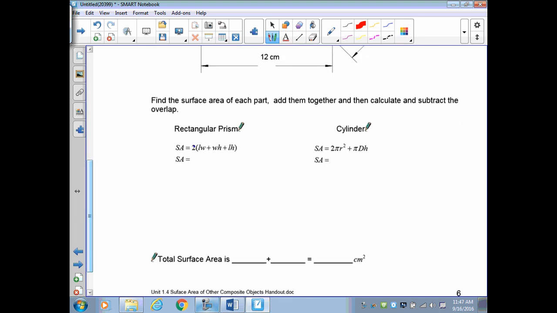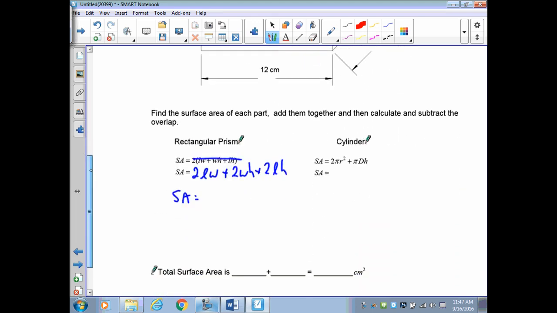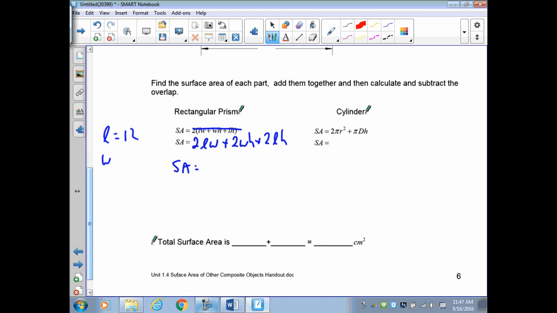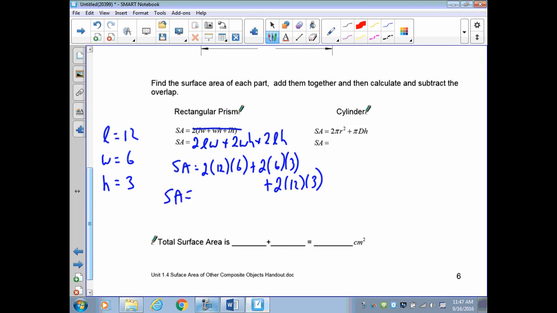And again, I'm going to change my formula back to what you're familiar with. 2 length widths plus 2 width heights plus 2 length heights. So surface area, let's take a look at what we have for dimensions. I've got 12, 6, and 3. So length is 12, width is 6, and height is 3. So 2 length widths, so this is 2 times 12 times 6 plus 2 times 6 times 3 plus 2 times 12 times 3. All right, so surface area, when you add all of the stuff up, is 252 centimeters squared.